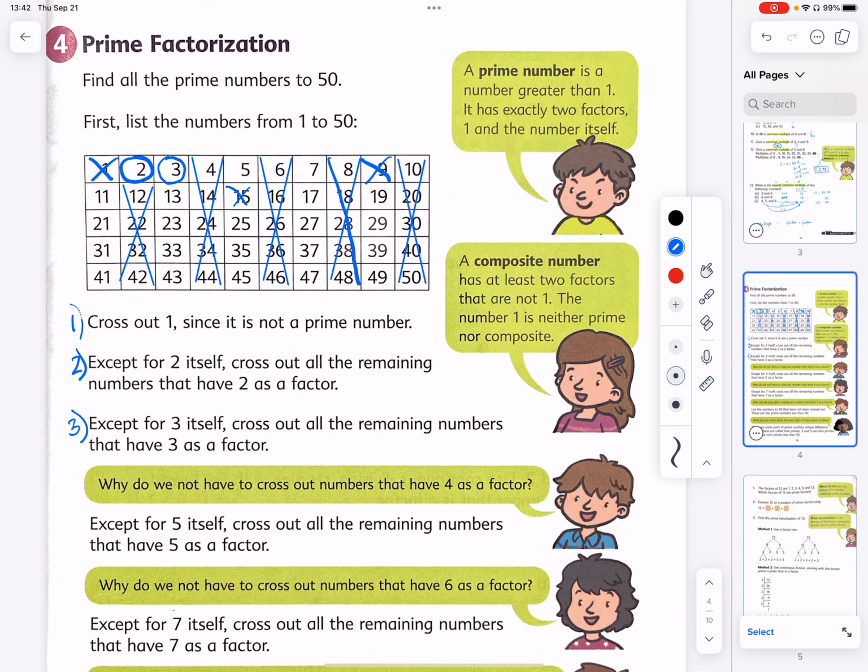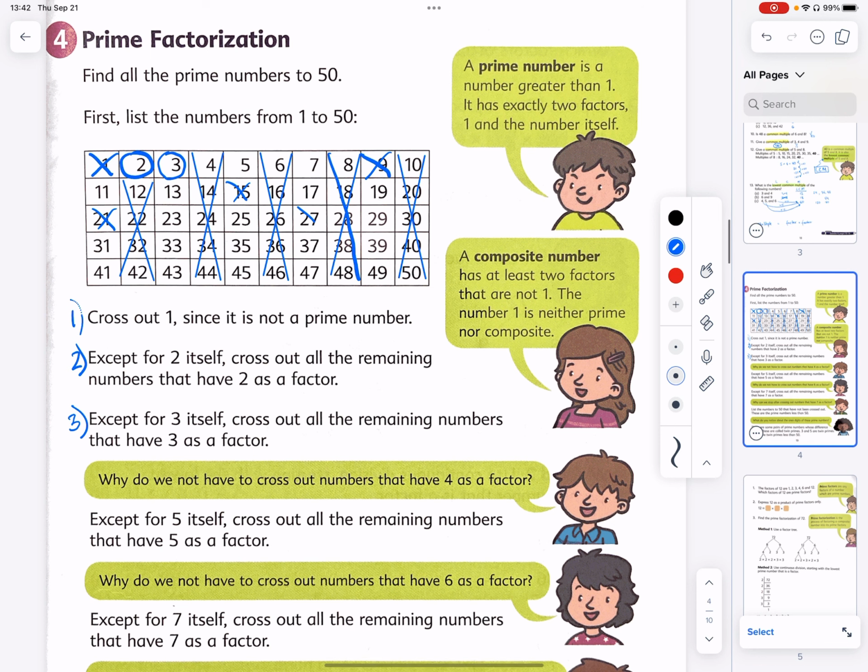15. 18 is out. 21 is a multiple of 3. 24 is out. 27 is another multiple of 3. 30 is already out. 33, of course, 3 times 11 is 33. 36 is out. 39, 3 times 13, is out. 42 is already out. 45, also a multiple of 3, 3 times 15. And that's it for now.